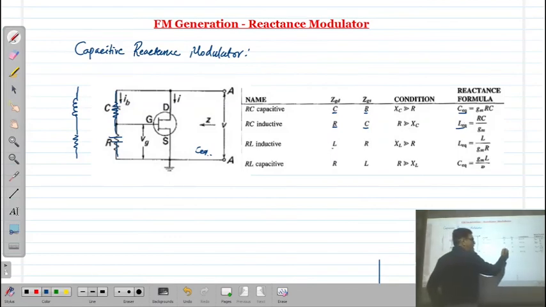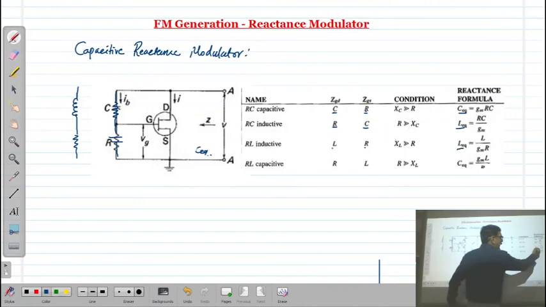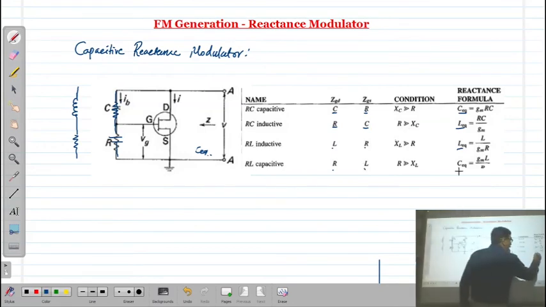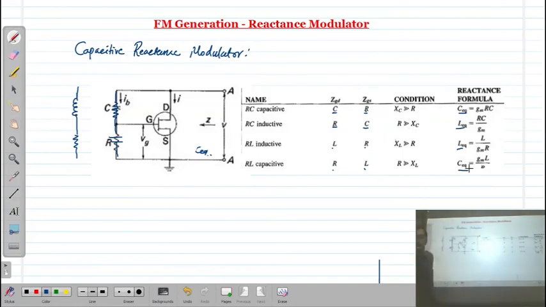Or if we have an inductor between the gate and the drain, and resistance between the gate and the source, then also it will work as a variable inductor. Then another thing is that if we connect a resistance between the gate and the drain, and an inductor between the gate and the source, then it will work as a variable capacitor. Remember, it is not necessary that if I connect a capacitor, then only it will work as a variable capacitor. It can work as a variable inductor.